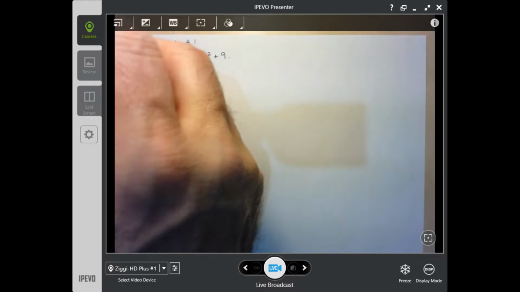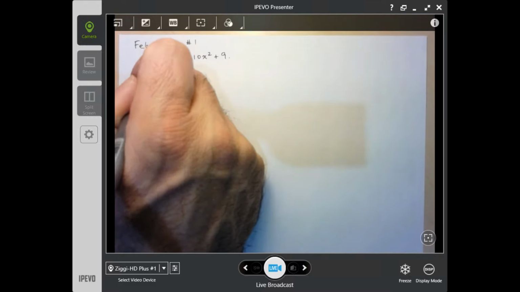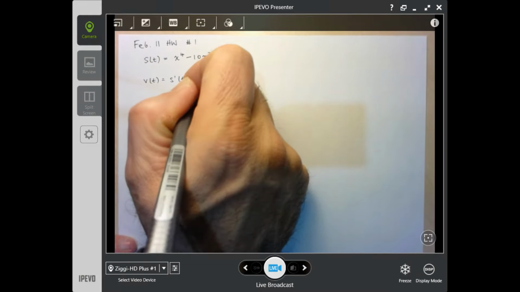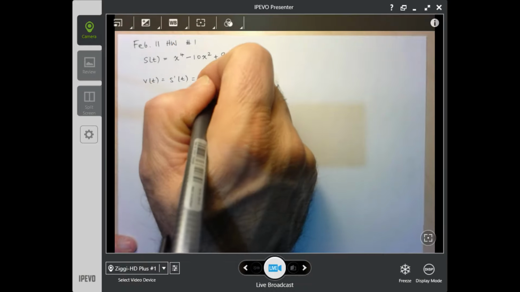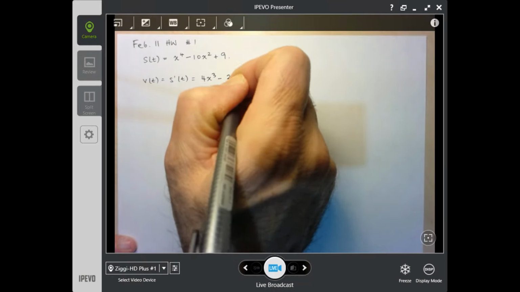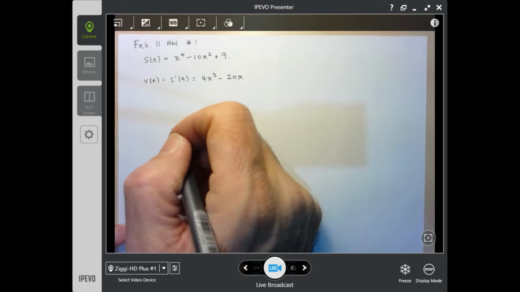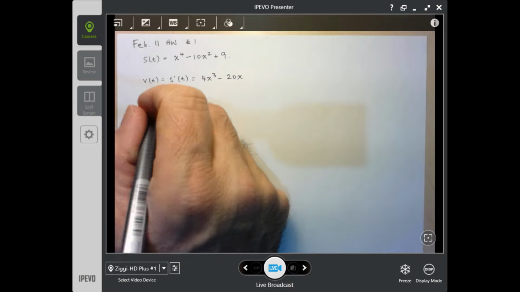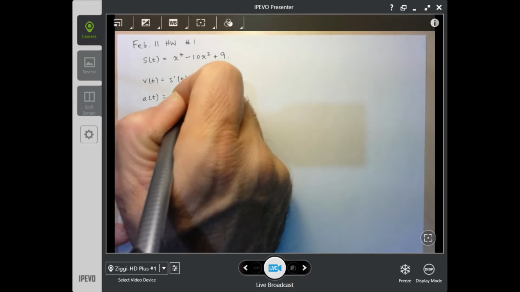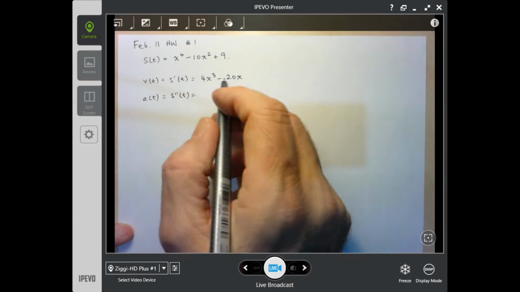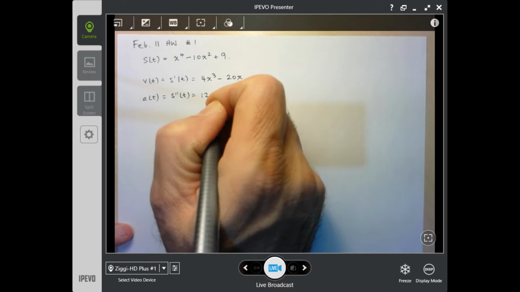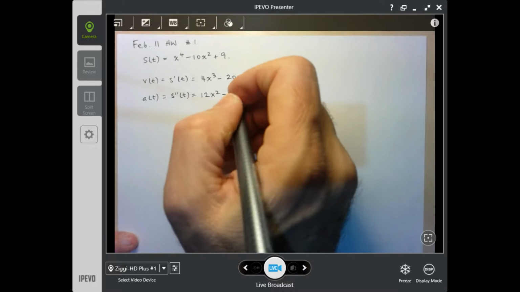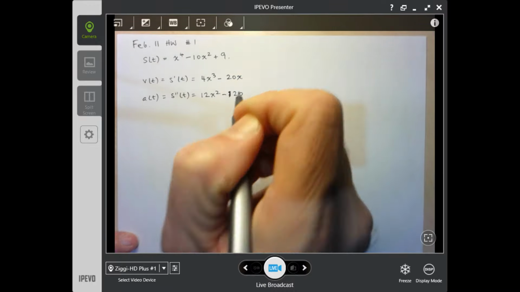So that's pretty easy here because it's just a polynomial. So the velocity, of course, is just the derivative of the position function. And so that will just be 4x cubed minus 20x, and then the derivative of 9 is just 0. All right, and then the acceleration function is just the derivative of the velocity function, or the second derivative of the position function. And again, nice and easy, 4 times 3 is 12x squared, and then minus 20. Oh, sorry, minus 20, not 120.